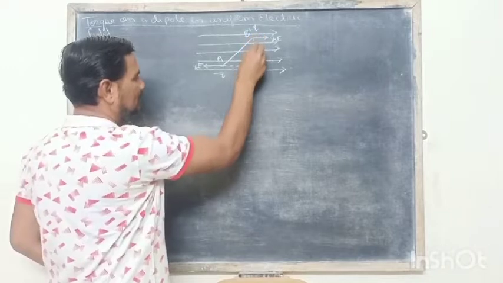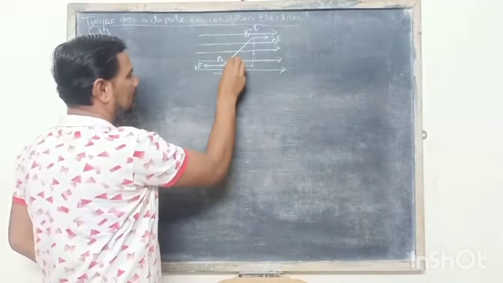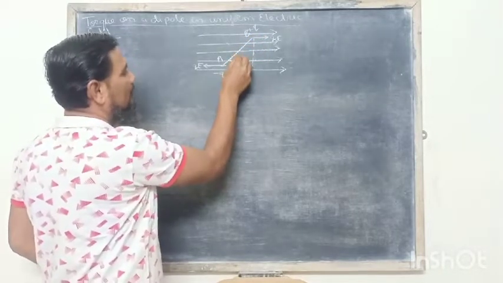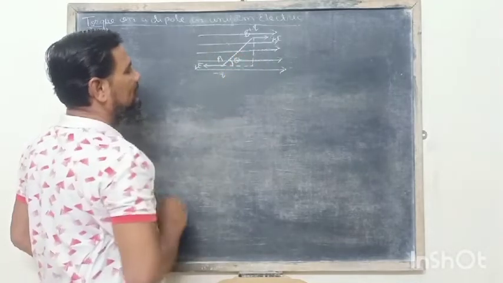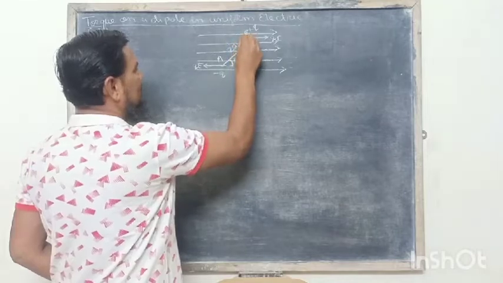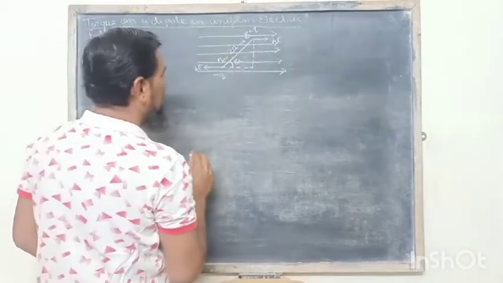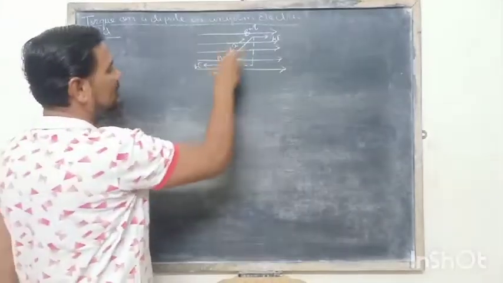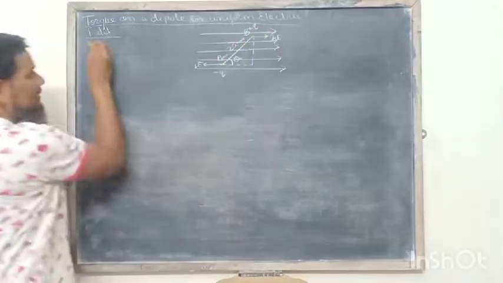We draw a perpendicular on it. If the angle of the dipole with the electric field is theta, and the separation of the charges is 2a, then the torque will be either force into the perpendicular distance.